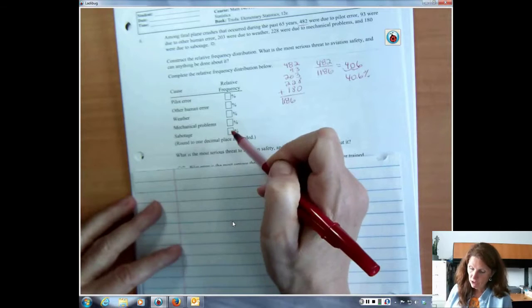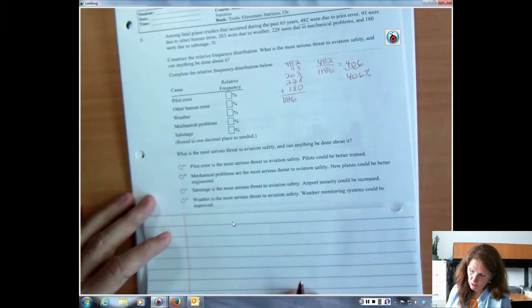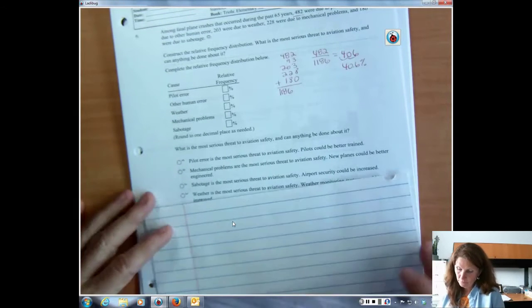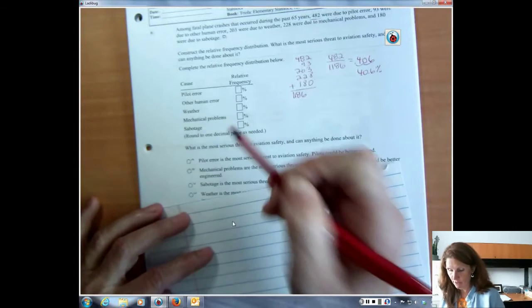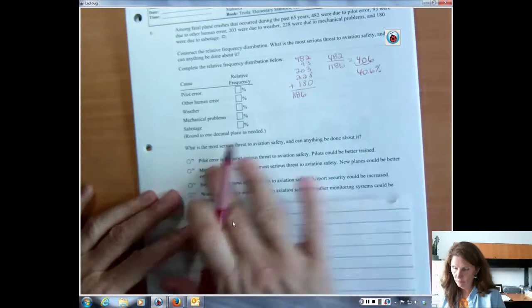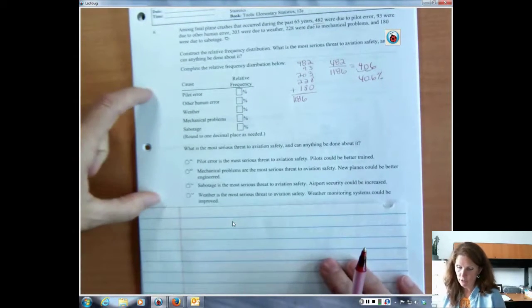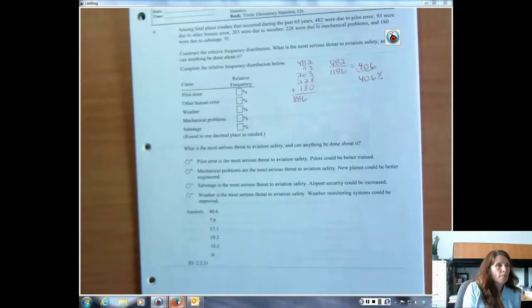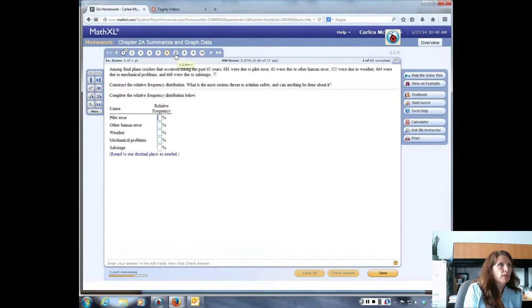And then the last question says, what's the most serious threat to aviation, and can anything be done about it? The most serious threat is going to be the highest percent that you have, whatever that is, and then you can say whatever it is. If it's pilots, they could be trained better. If it's mechanical problems, they could be maintained better, that kind of thing. So that's how you're going to do that question. Okay. So that one looks just the same. Yep. And then number 7.